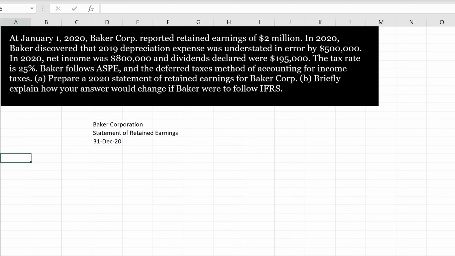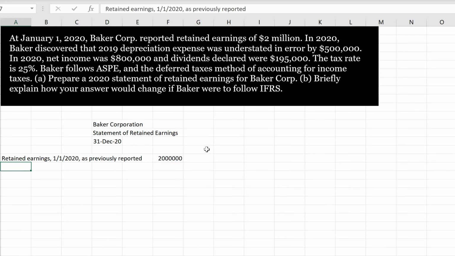Okay, so we always start with our opening retained earnings. So we're going to have retained earnings 1/1/2020 as previously reported. That's how we start off, because we're not going to restate our opening this way. We need to make sure the reader understands that we've restated our retained earnings. So as previously reported, they had reported retained earnings of $2 million. So let's put $2 million here.